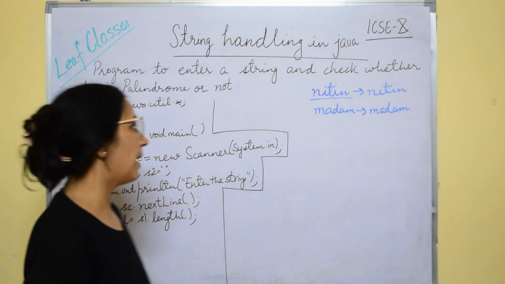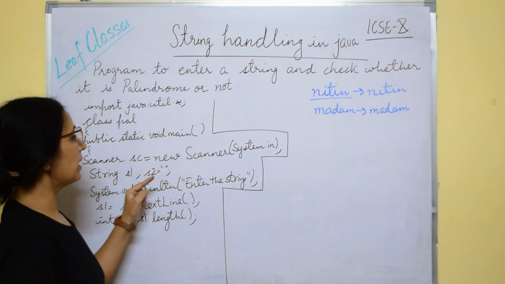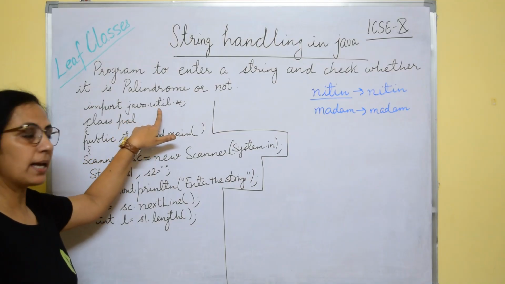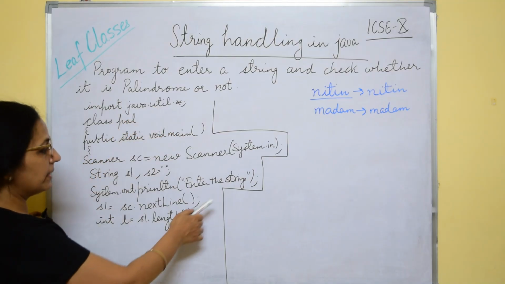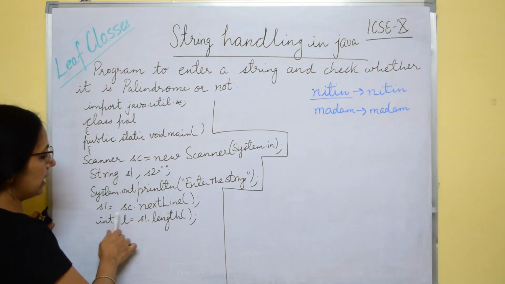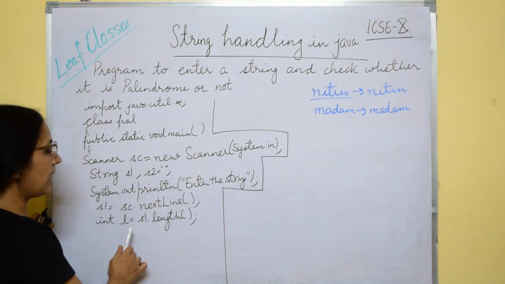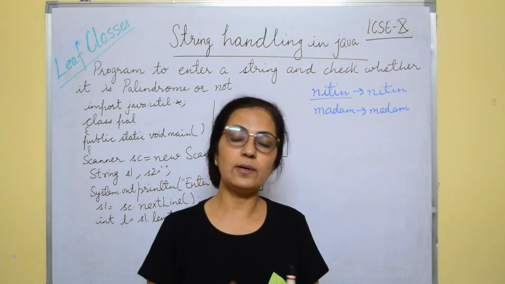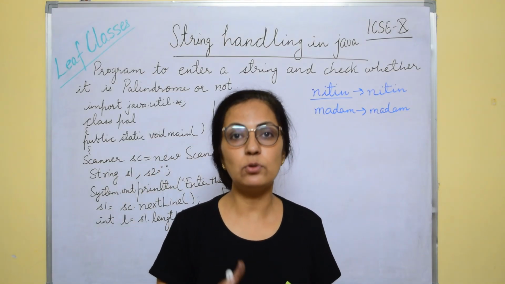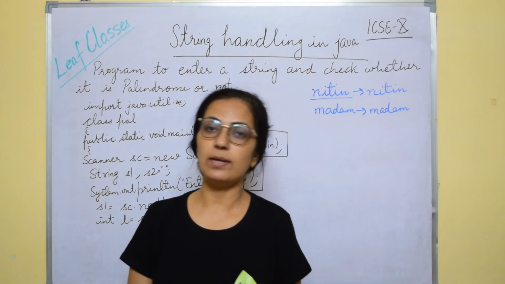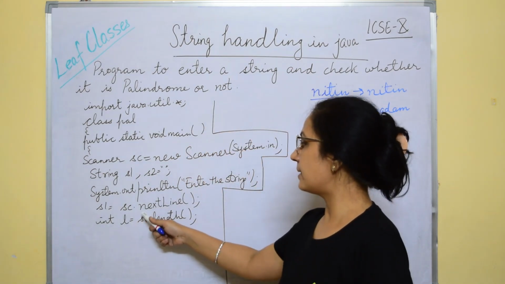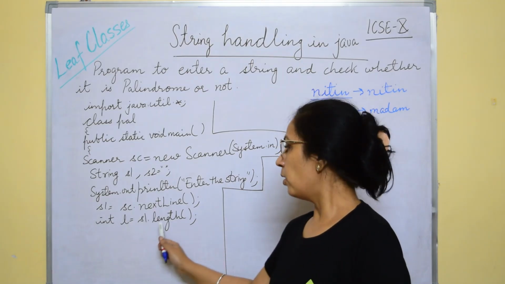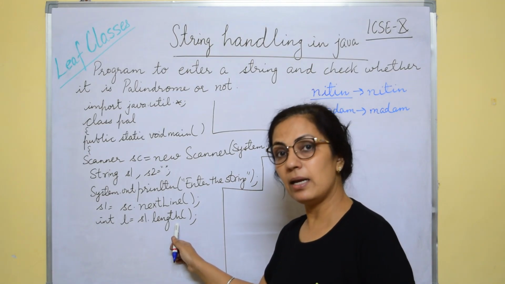Let's start the program. Since I have to input the string, I have used the Scanner class. For using the Scanner class, I have imported the package util, and then you enter the string in S1. S1 equals sc.nextLine. In almost all the programs of strings, after entering the string, the first thing you have to do is find the length of the string. So we have done S1.length and stored the length in L. We covered this length function in the previous video.